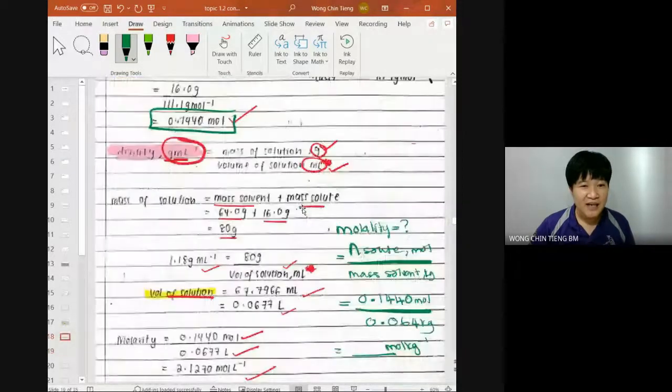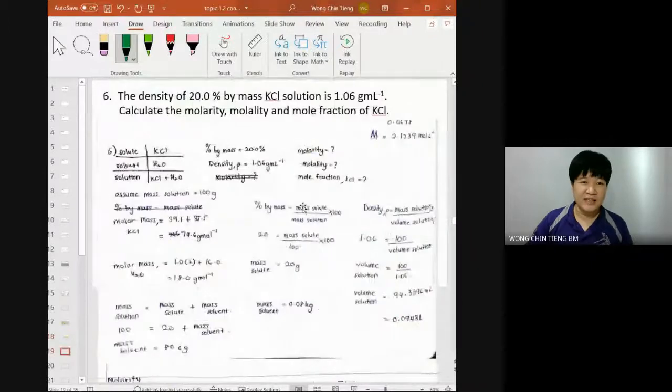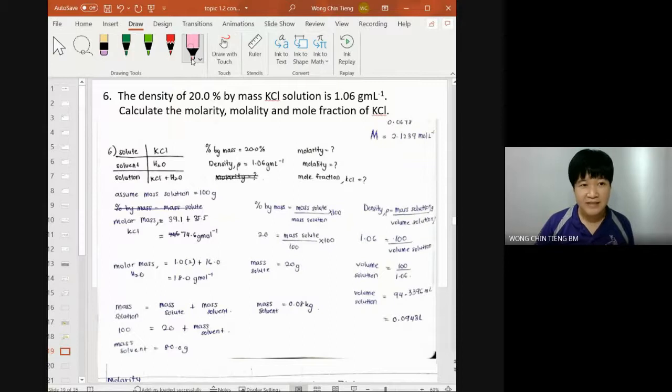Okay. Yep. Next. Soalan 6. Soalan 6 panjang. Ni adalah antara soalan yang saya kata saya suka. The question asks for everything. Molarity, molality, mole fraction of KCl.